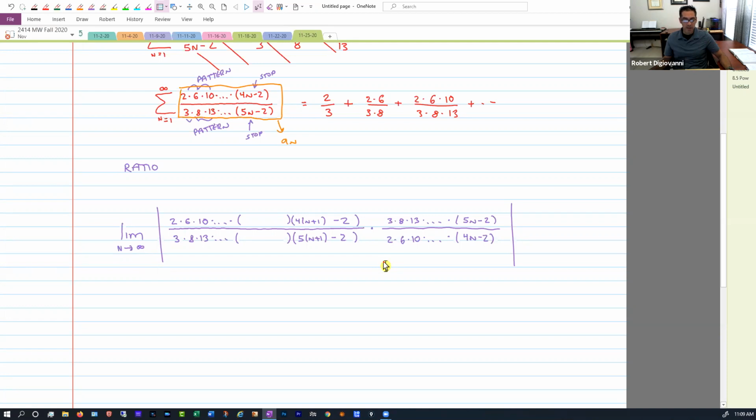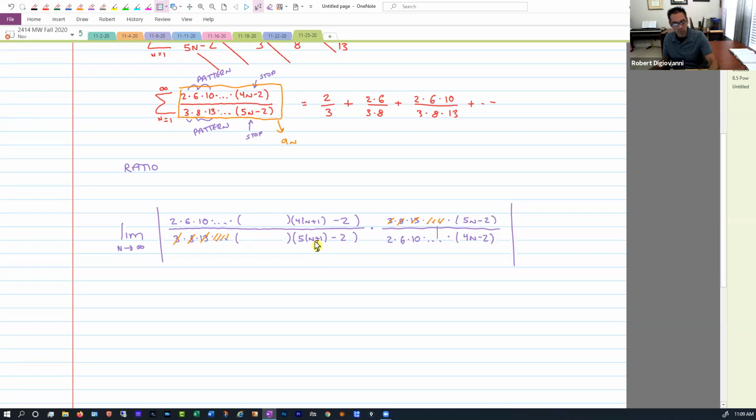Okay, now do you see a bunch of stuff cancels? Do you see that like this 3 and that 3 are gone, this 8 and that 8 are gone, this 13 and that 13 are gone? Anything else that's in here should cancel out with anything else that's in here. Now, does anything cancel out this 5n minus 2? This is the important part. Does anything cancel out this?